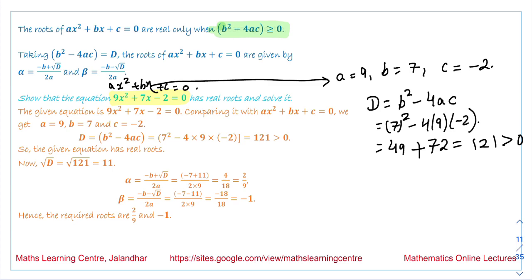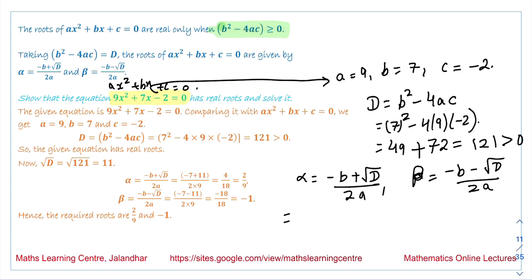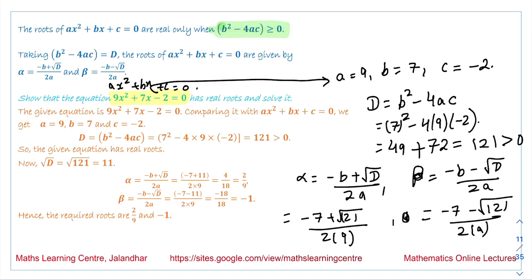Now the roots we have: one root, alpha, is equal to minus b plus square root d by 2a, and second we have beta is equal to minus b minus square root d by 2a. So the values we get are minus 7 plus square root of 121 by 2 into a, which is 9, and beta is minus 7 minus square root of 121 by 2 into 9.